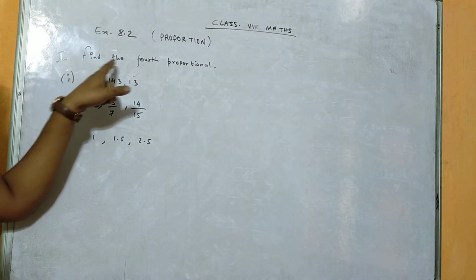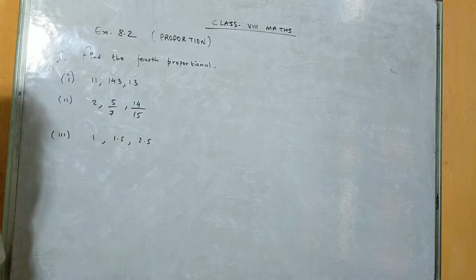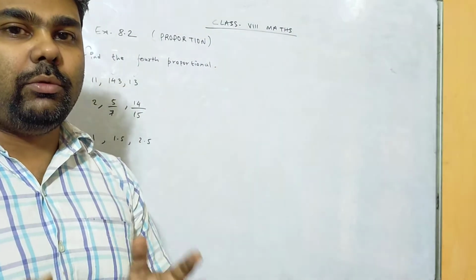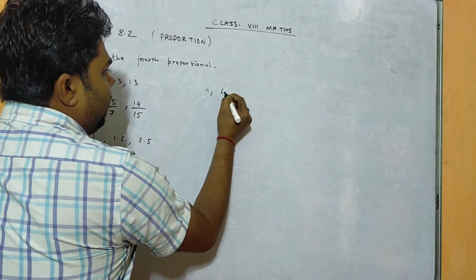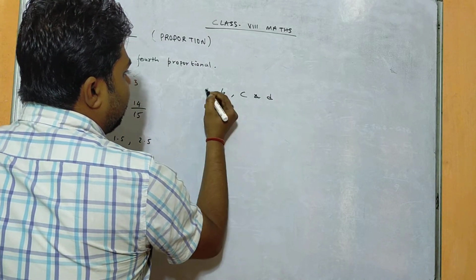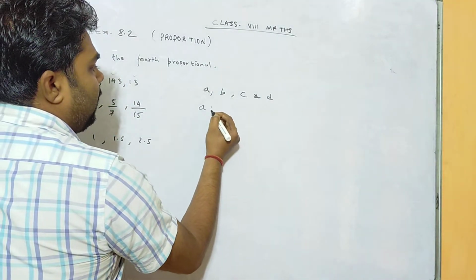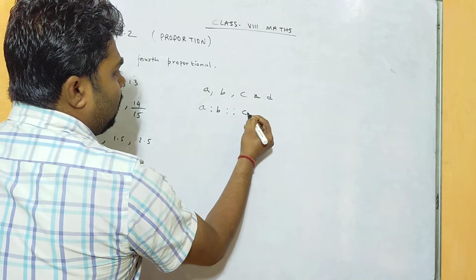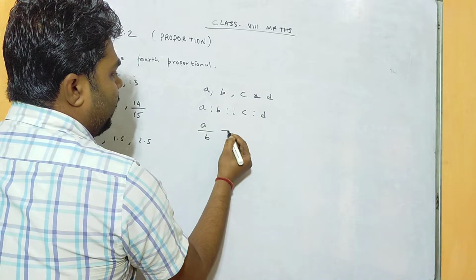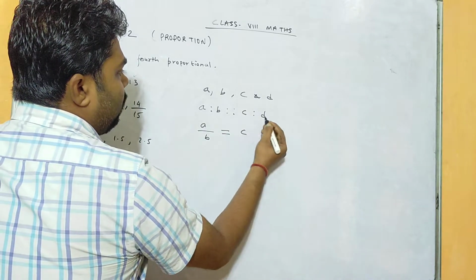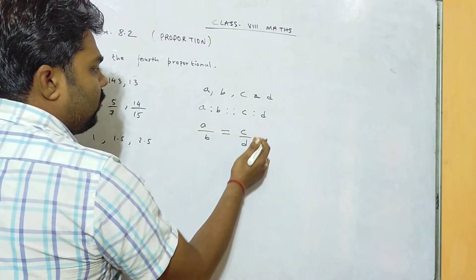So the first question you see: find the fourth proportional for the numbers 11, 143 and 13. That means three numbers are given here and we have to find the fourth proportion. If I say A, B, C, D, these four numbers are in proportion. This means A is to B :: C is to D. A is to B means A by B. Now the four dots mean an equals to sign. C is to D means C by D, right? So these four numbers can be written as A by B equals C by D.